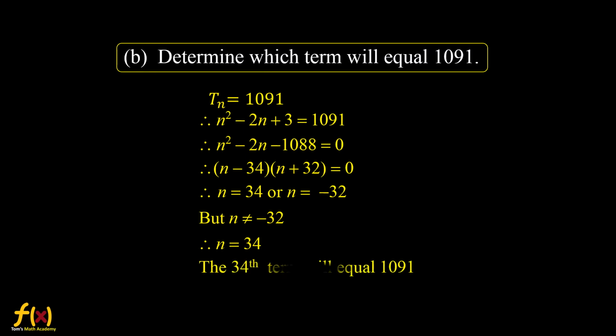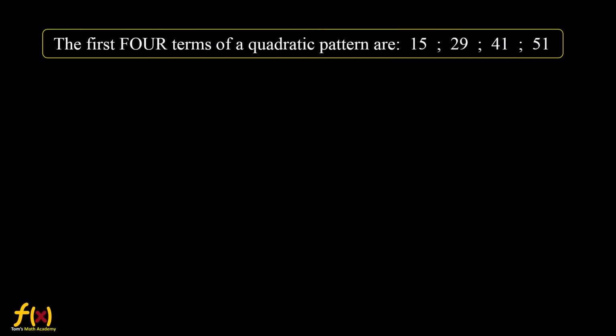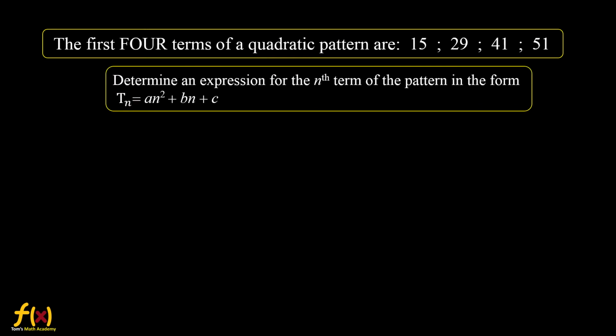Okay. So what do we understand? The 34th term will equal 1091. Got the answer. Another question on quadratic pattern, 15, 29, 41, 51, etc. Determine an expression for the nth term. Okay, so we repeat the method again.